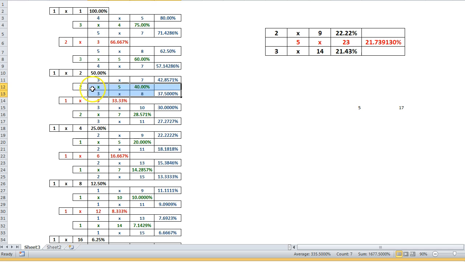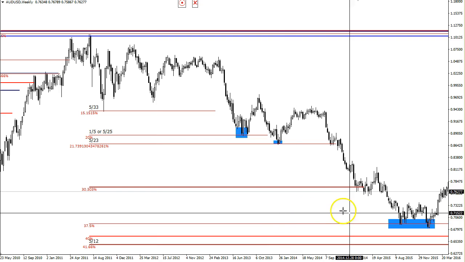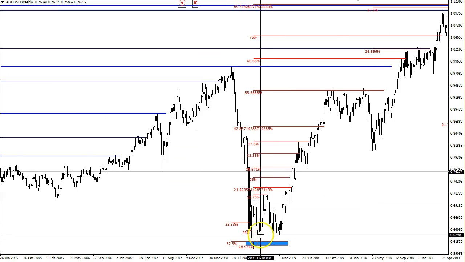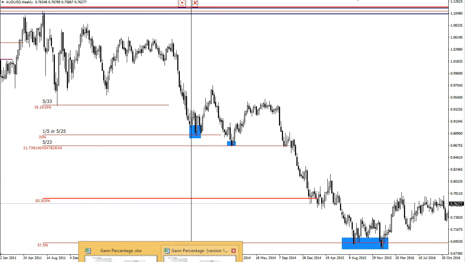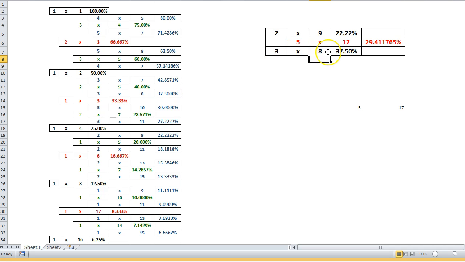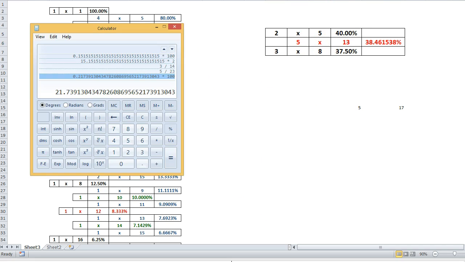And we can see here 37.5. So 37.5 is 3 by 8, because we remember what we said, 37 all the time is broken by a bit. So you have 3 by 8 is 37, and after that the next level is 40%, which is 2 by 5. You get the halfway, which is 5 by 13. So 5 by 13 is 38.461.